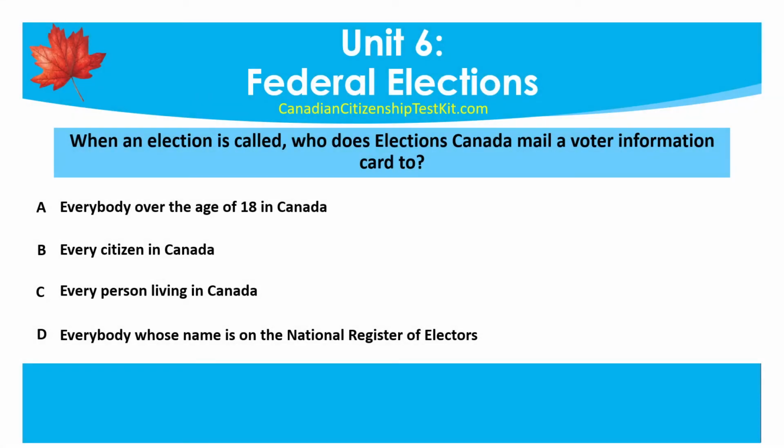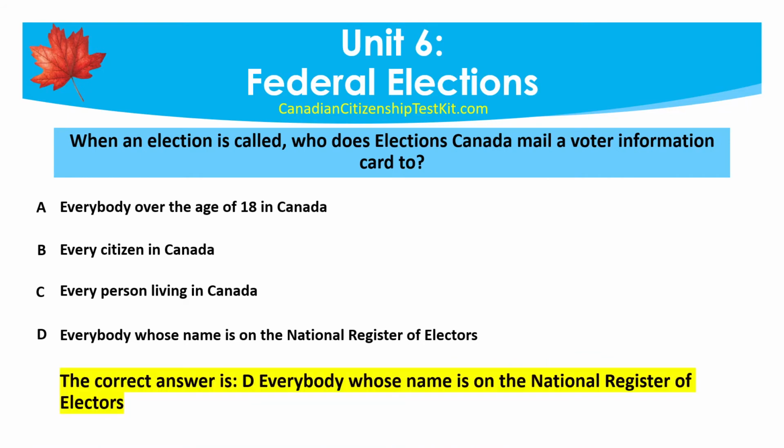When an election is called, who does Elections Canada mail a voter information card to? A. Everybody over the age of 18 in Canada. B. Every citizen in Canada. C. Every person living in Canada. D. Everybody whose name is on the National Register of Electors. The correct answer is D. Everybody whose name is on the National Register of Electors.